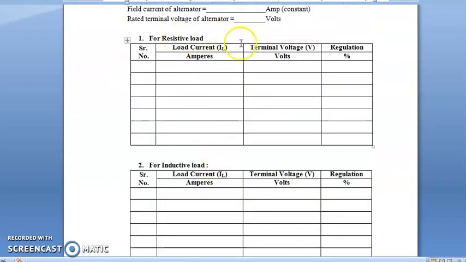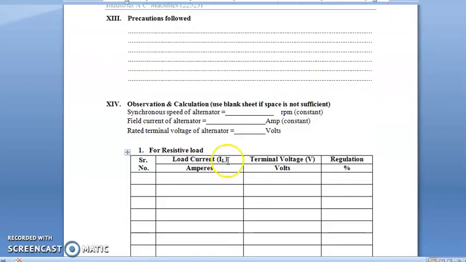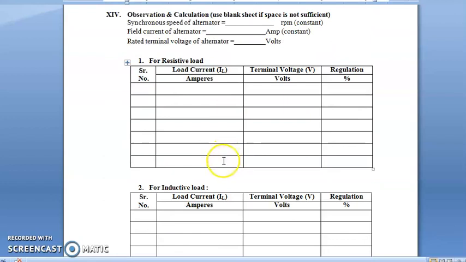Similarly, this practical can be taken with the help of the inductive load as well as the capacitive load. You keep the load balanced, increase the load gradually in each phase, and only measure the current as well as the terminal voltage.